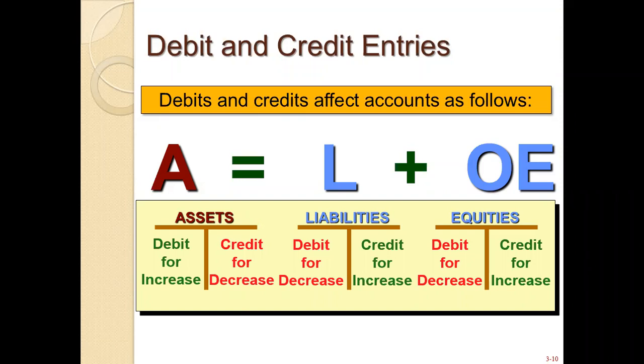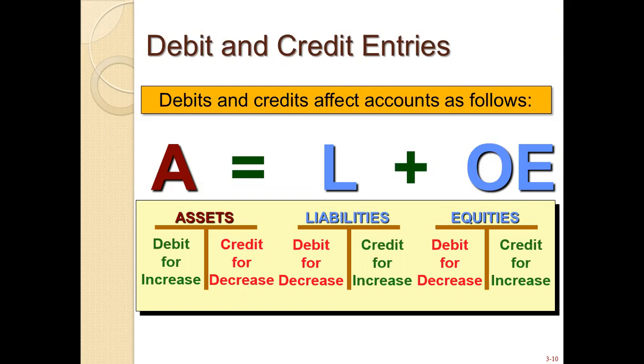Now we will discuss the debit and credit rules. In the last video, you learned why the asset side is debit and the liability and owner's equity side is credit. Now we make some rules. Basically, we have a number of accounts.